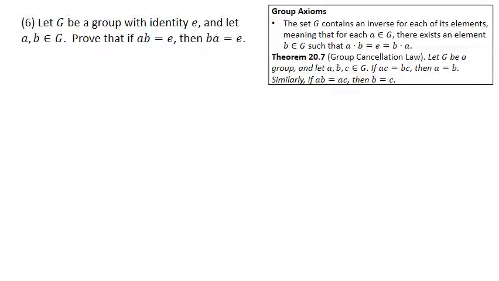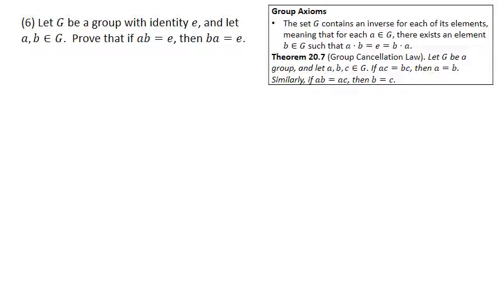Okay, so number 6, let G be a group with identity E, and let A and B be elements of G. Prove that if AB equals E, then BA equals E as well. I put in the box over here the relevant facts that you might want to keep in mind for this question. We have the fourth group axiom about inverses in groups, and we also have the group cancellation law. Let's see if we can apply these.